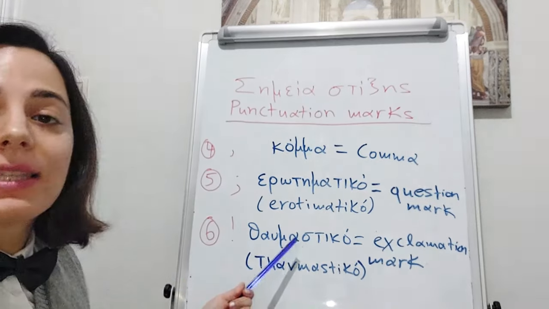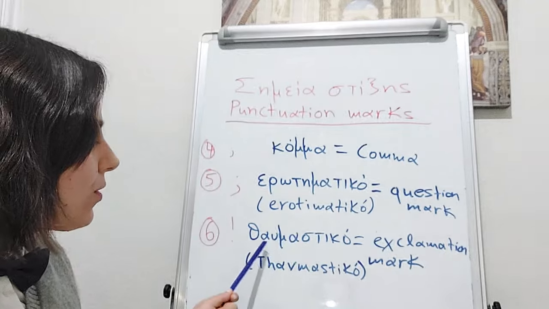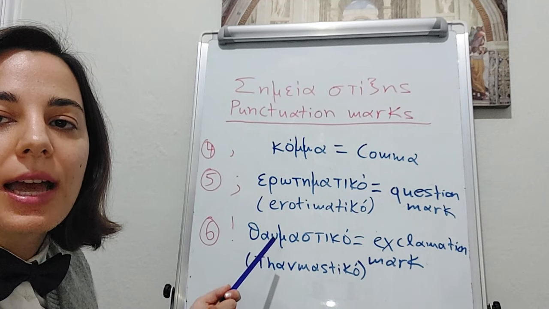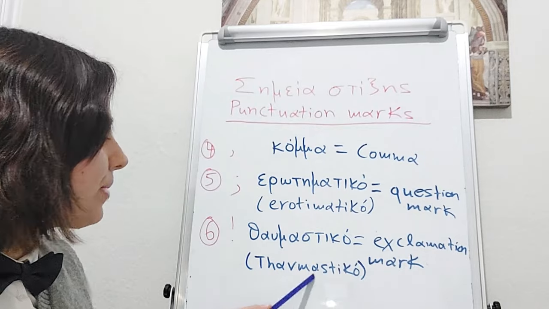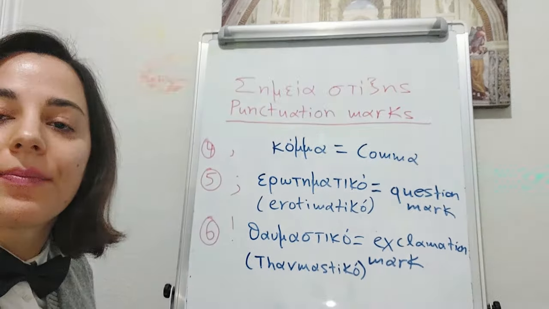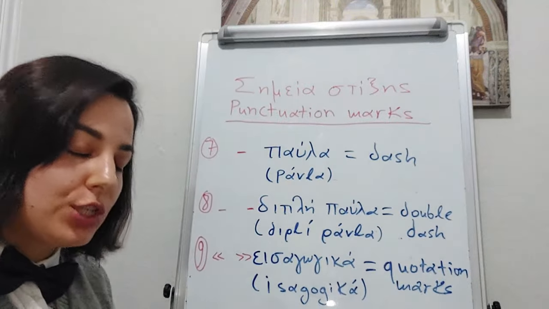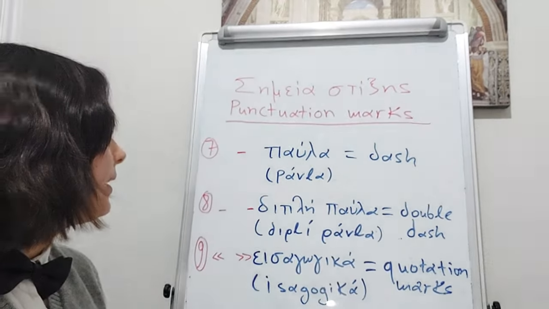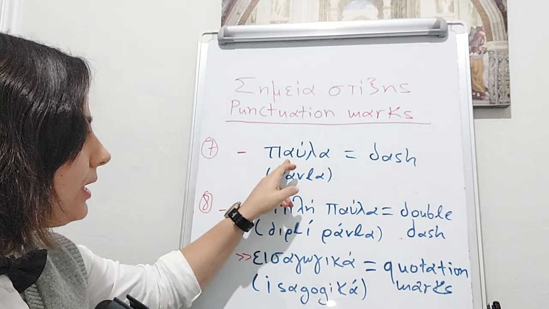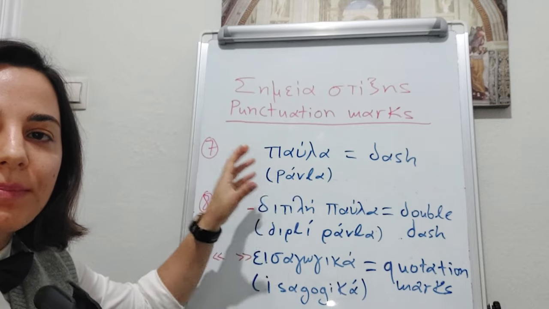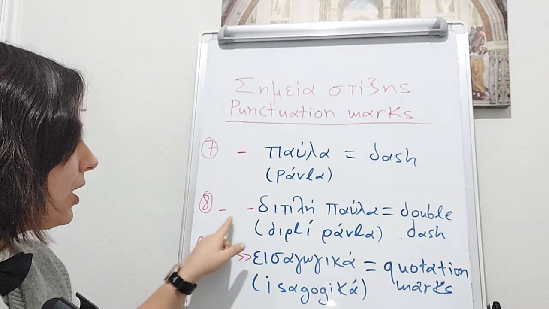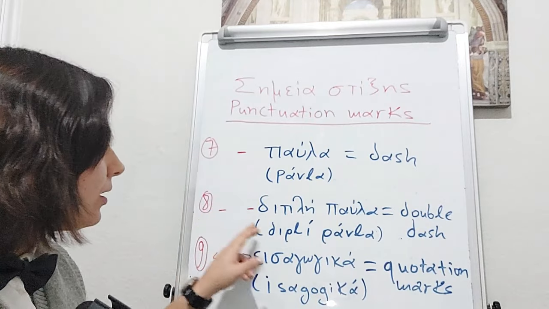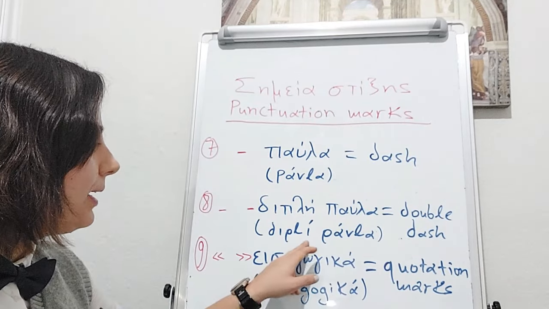And then θαυμαστικό. Beware of the diphthong αυ. Alpha and ypsilon are pronounced av. Θαυμαστικό, the exclamation mark. Παύλα, the dash. You use it in dialogues to note where a person begins to speak. Then we have again the diphthong av, παύλα, διπλή παύλα, when you want to put inside an important information. Διπλή παύλα, double dash.